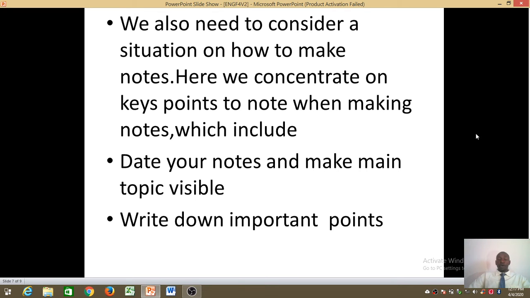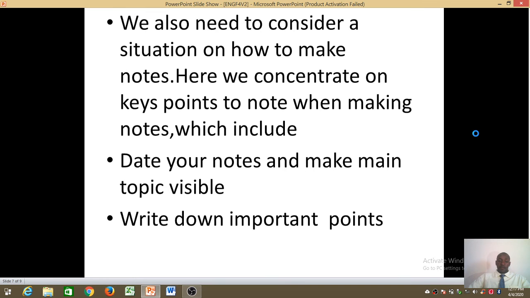Write down important points. In this given case, when you are making notes, you don't write down everything, because the moment you write down everything, that becomes duplication. You'll just be duplicating or photocopying the book. So you have to go for those important points. Those are the ones that you use to make notes. You don't write down everything.